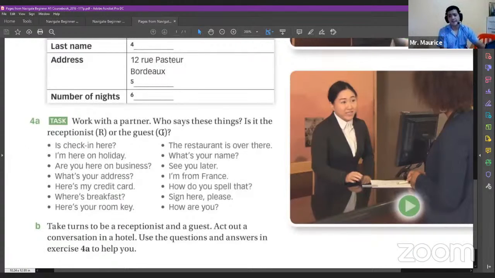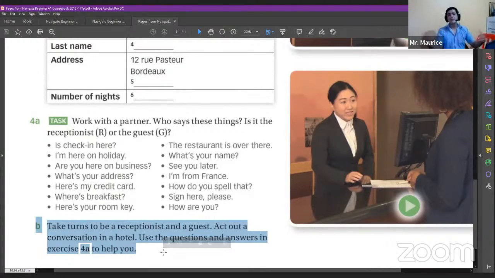Who says these things? ¿Quién dice estas cosas? Is it the receptionist or the guest? Entonces, usted va a analizar cada una de estas oraciones y va a poner al lado quién las dice. Si piensa que es la recepcionista, pues la letra R. Si piensa que es the guest, el invitado, letter G. Y la última actividad no la hacemos. Esto no lo podemos realizar porque es una actividad presencial que requiere la participación de todos.